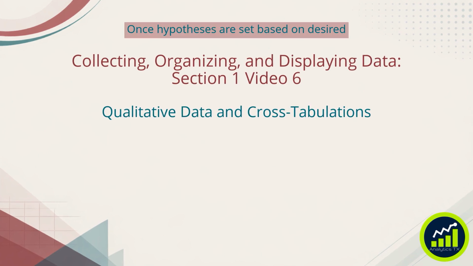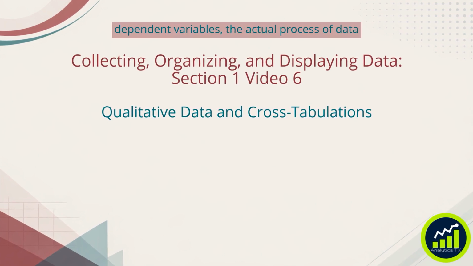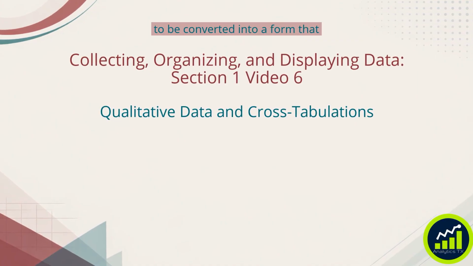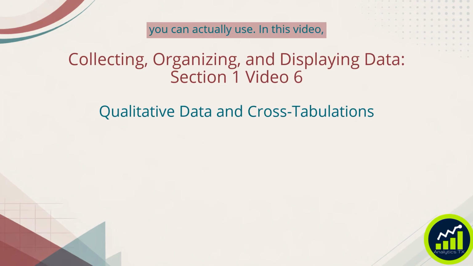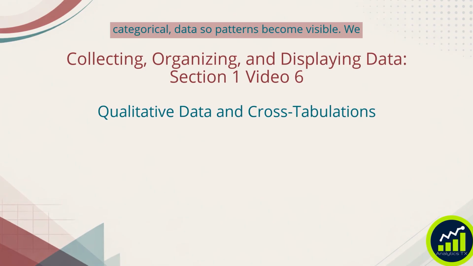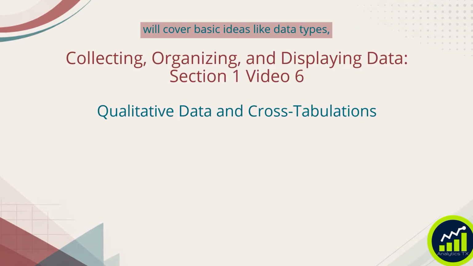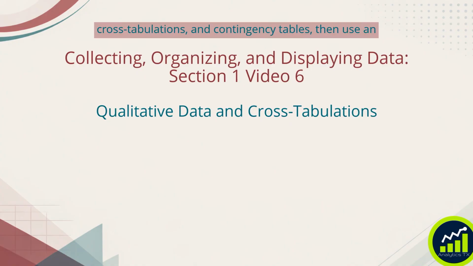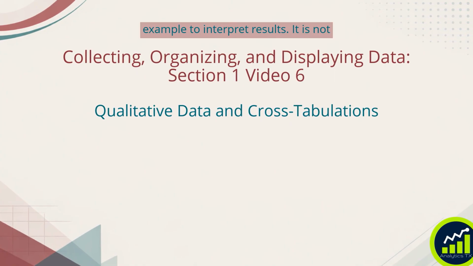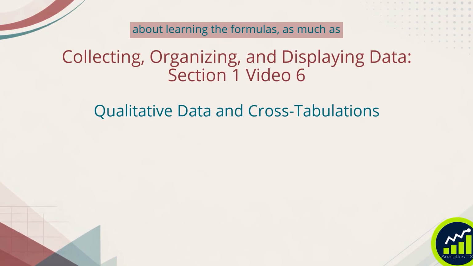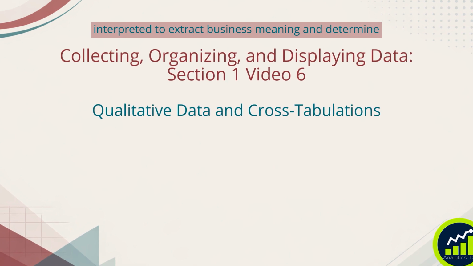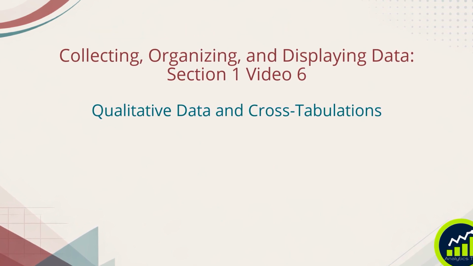Once hypotheses are set based on desired dependent variables, the actual process of data collection can begin. However, raw data needs to be converted into a form that you can actually use. In this video, our focus is on organizing qualitative or categorical data, so patterns become visible. We will cover basic ideas like data types, cross-tabulations, and contingency tables, then use an example to interpret results. It is not about learning the formulas, as much as understanding how simple data tables can be interpreted to extract business meaning and determine a course of action.